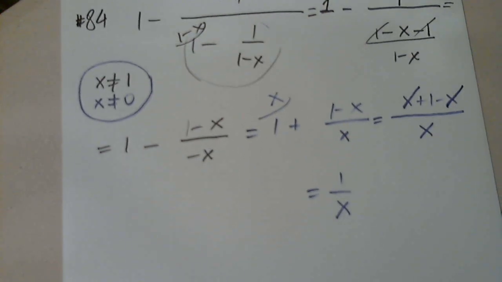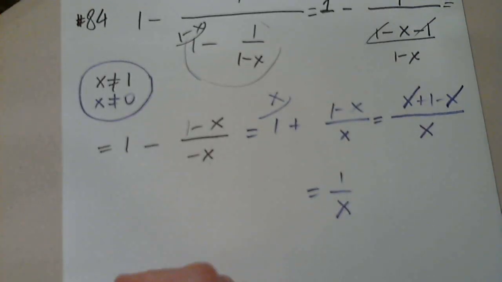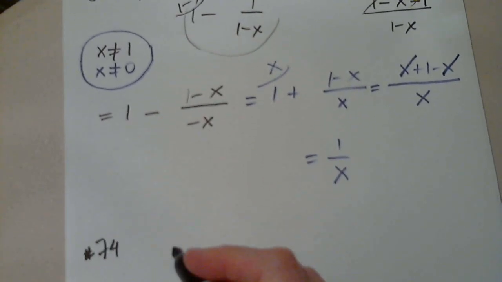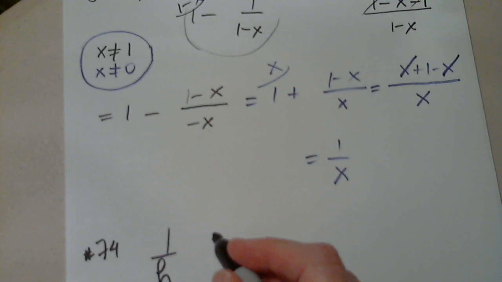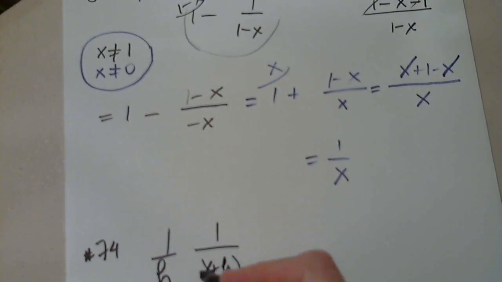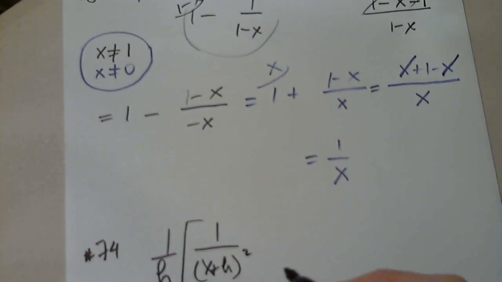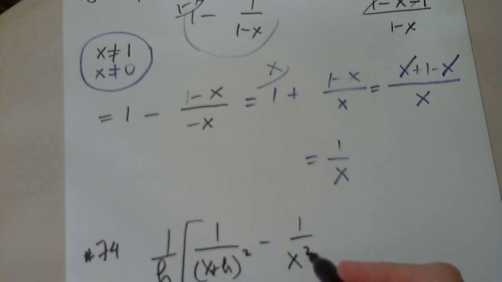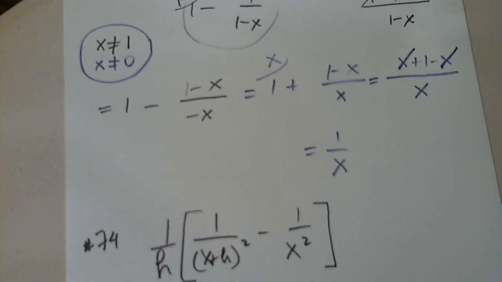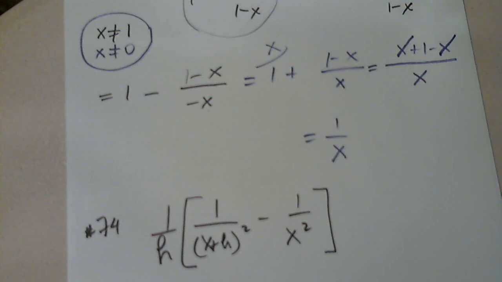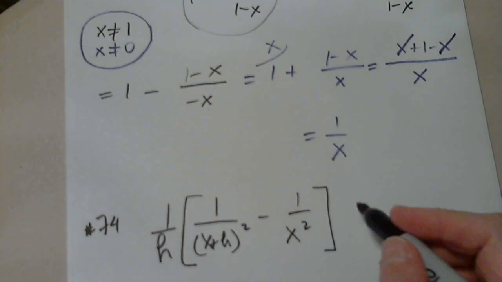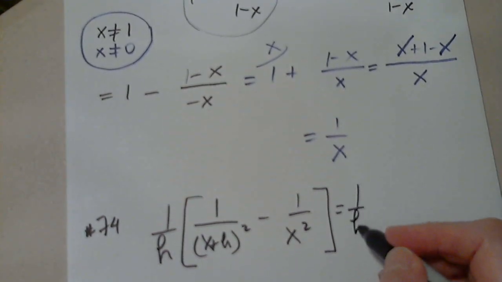Okay. We have 3 more expressions here. They're all very important for calculus. Very important. So here's one, that's 74. 1 divided by h, and then 1 over x plus h squared minus 1 over x squared. Good. We need to find the least common denominator in brackets.